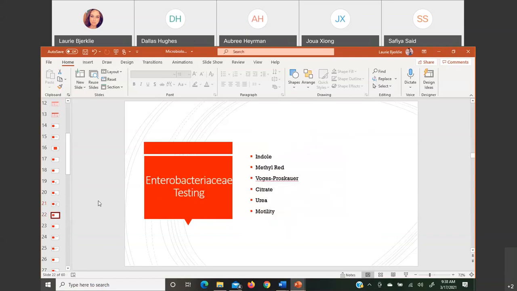Okay, now let's talk about testing. So once we know that these are gram-negatives, oxidase negative, which all of them were, we have to figure out, okay, which one is it? So we can use a lot of other tests to help figure out which bacteria it might be. IMViC was common, which is indole, methyl red, Voges-Proskauer, citrate. So that's your IMViC panel. And then urea is commonly used. You can look for motility pattern as well.